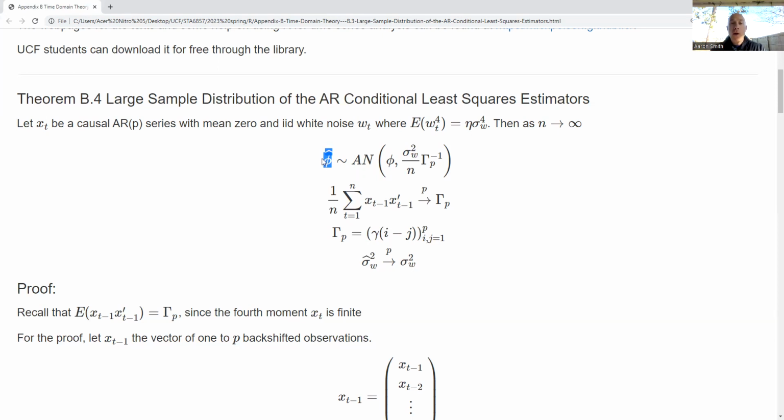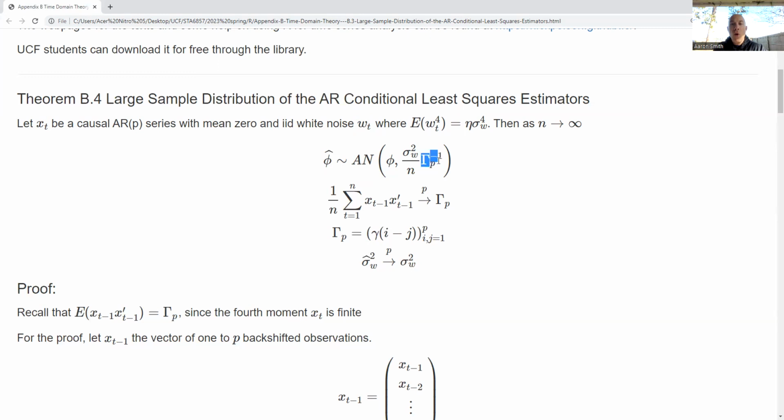This is a vector of the coefficients, and we're going to say that it's asymptotically normal with an expected value of what we're trying to estimate. Here, this phi represents the true correct parameters of this autoregressive time series process. And then we're going to say that we have this variance here. This is a multi-dimensional normal distribution. And here is the variance coming from our white noise. You'll notice that the sample size is shrinking things down.